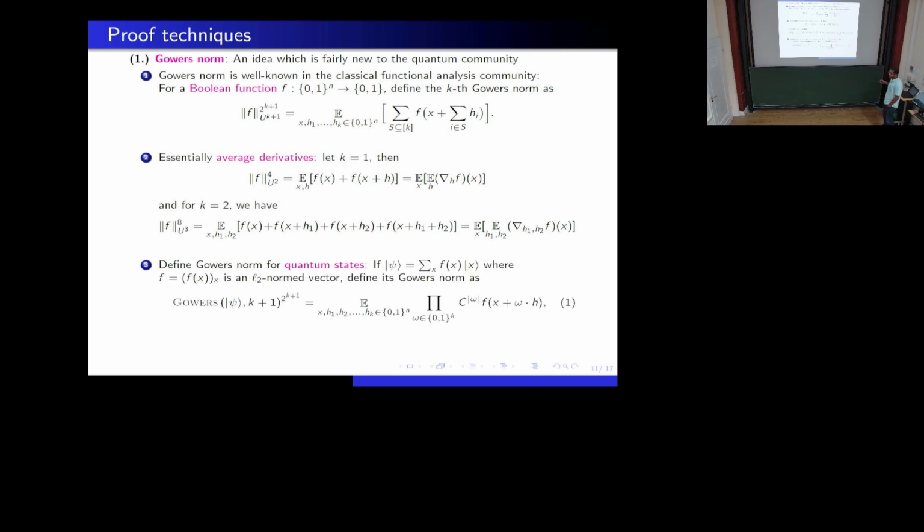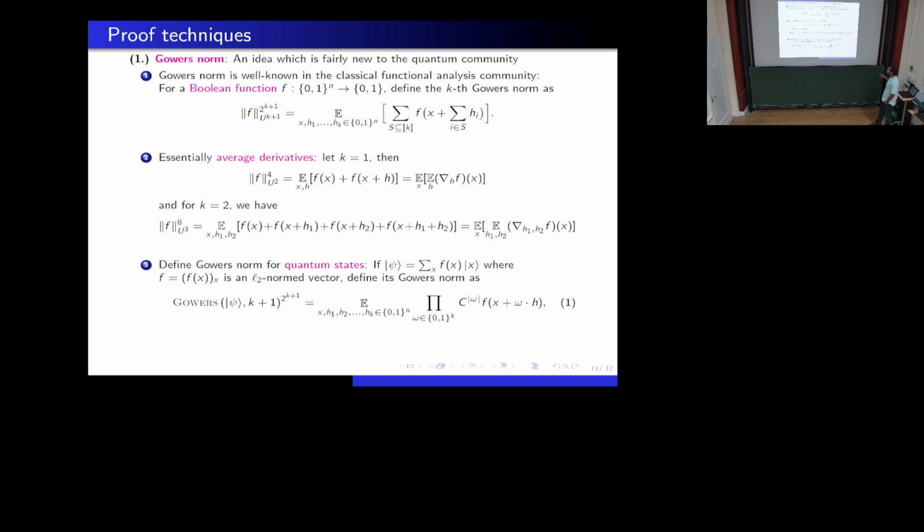Actually, when I talk of quantum states, I define it this way already. I just copied this from a paper. When you look at quantum states, we know that every quantum state can be described by an L2 norm vector 1. The amplitudes are just a long vector of size 2 to the little n, and its L2 norm is 1. We can define its Gowers norm this way.